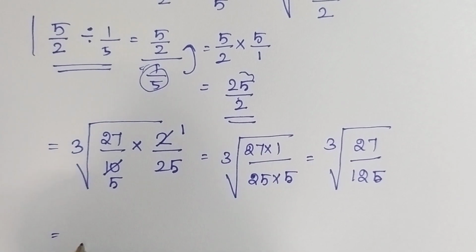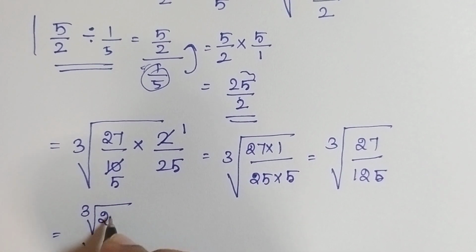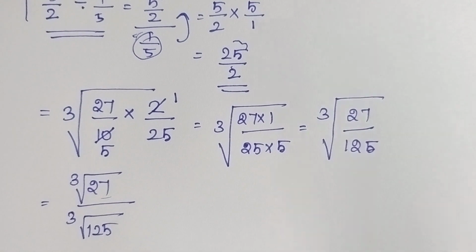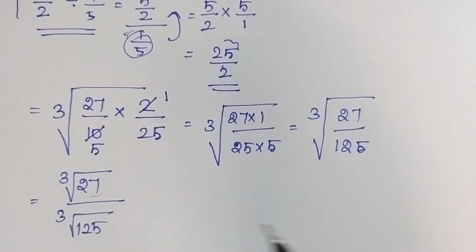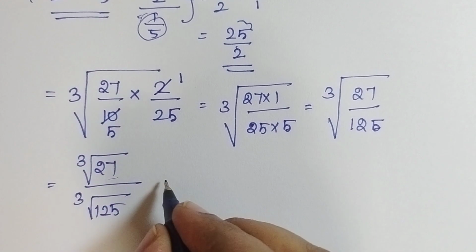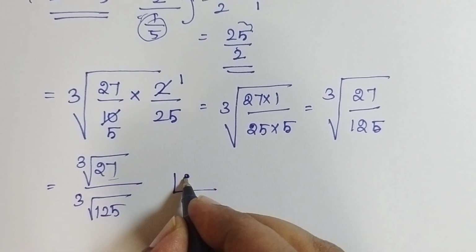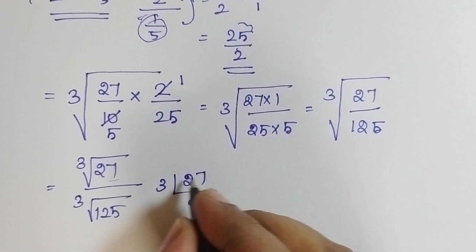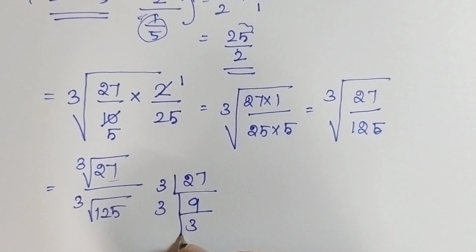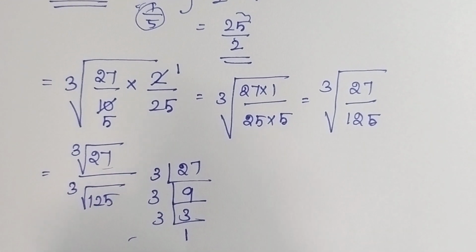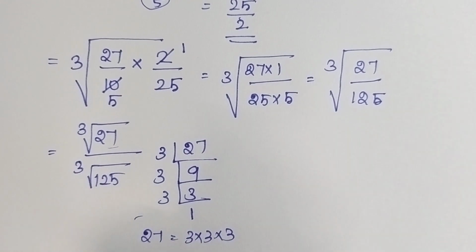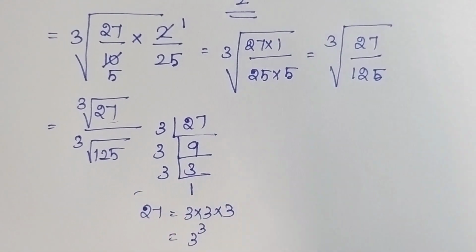So it is equal to the cube root of 27 and the cube root of 125. In order to take the cube root, here I am going to use the LCM method. I am going to take 27. 3 9s are 27, 3 3s are 9. So I'll get 3 into 3 into 3 for 27, which is equal to 3 cube.